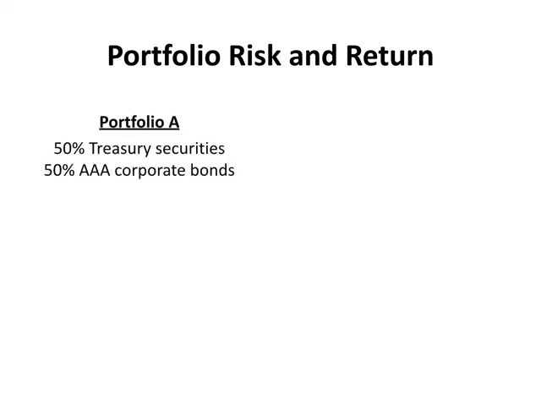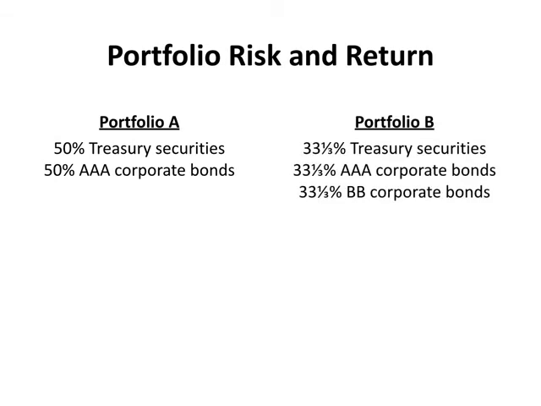Compare two portfolios. Portfolio A comprised of 50% U.S. Treasuries and 50% AAA-rated corporate bonds, and Portfolio B comprised 1/3 of Treasury securities, 1/3 of AAA-rated corporates, and 1/3 BB-rated corporate bonds. Assume the Treasury and AAA-rated corporate securities held in the two portfolios are the same bonds. Which of these two portfolios has the higher expected return?